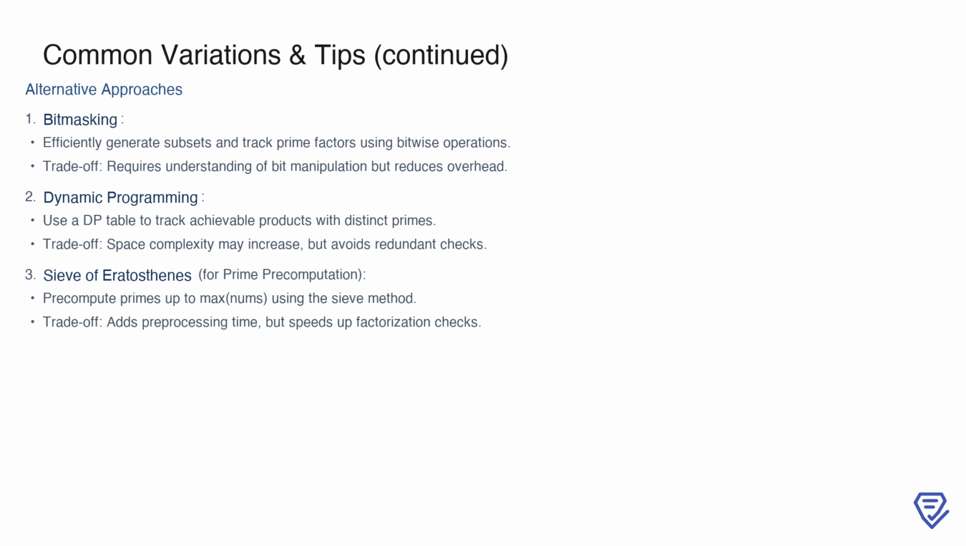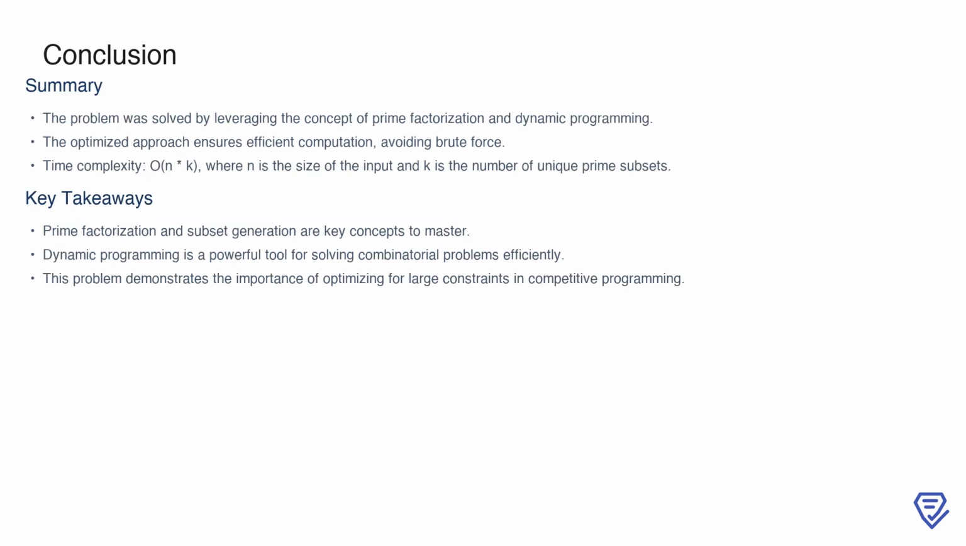Finally, the sieve of Eratosthenes is an excellent choice for prime pre-computation. By using this method, you can efficiently generate all primes up to the maximum number in your input. While it adds some pre-processing time, it significantly speeds up subsequent factorization checks and is especially useful when working with larger datasets. Each of these methods has its trade-offs, so choose the one that best fits the constraints and requirements of your problem. Great job!